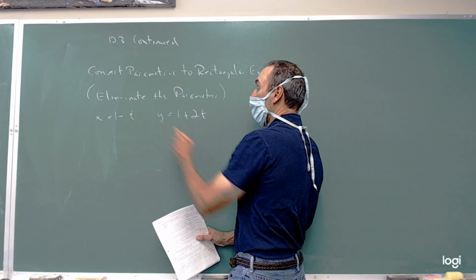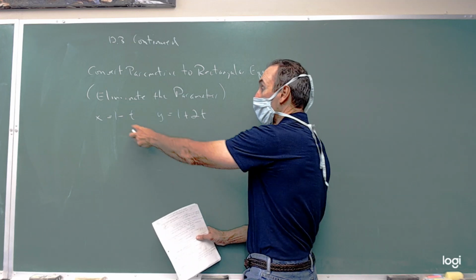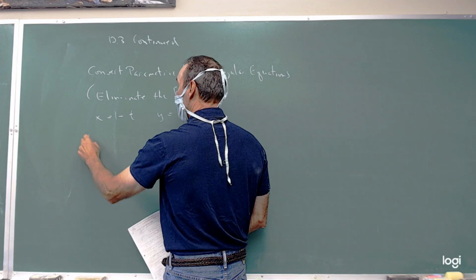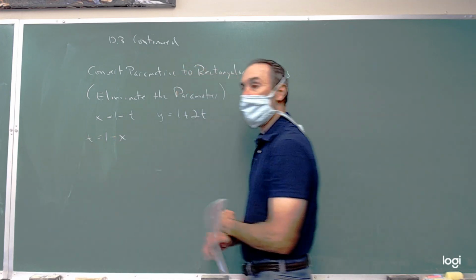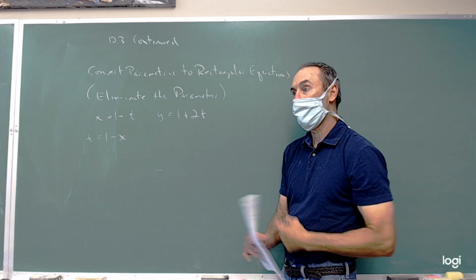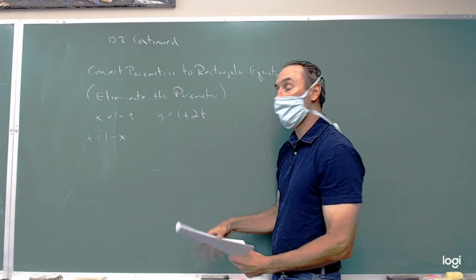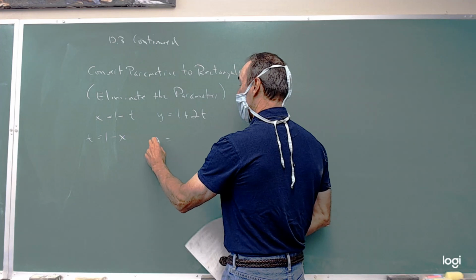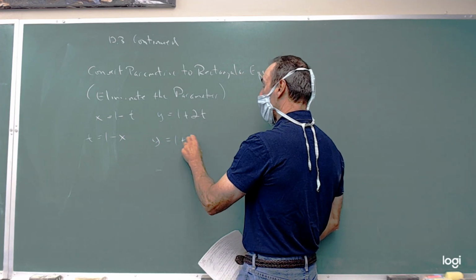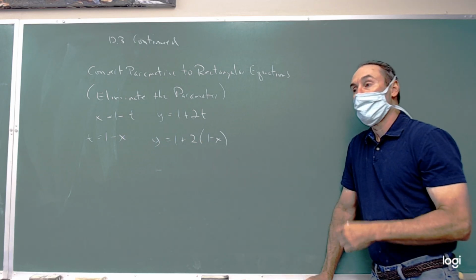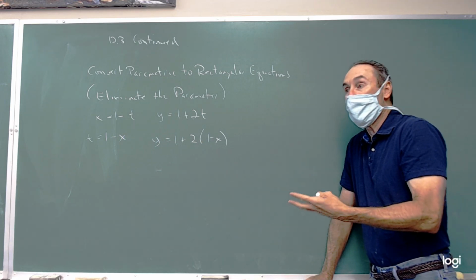So I'm going to pick the t in this one. I think that looks a little easier. I don't have to divide by 2. So I'm going to add the t and subtract the x. That makes t equal to 1 minus x. And we can substitute that value for t into the other equation. That makes y equals 1 plus 2 times 1 minus x. Now we don't have any more t's in there, so we have successfully eliminated the parameter.